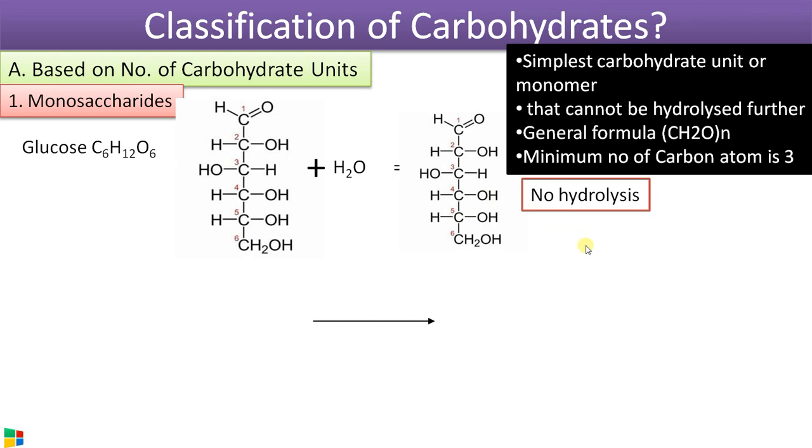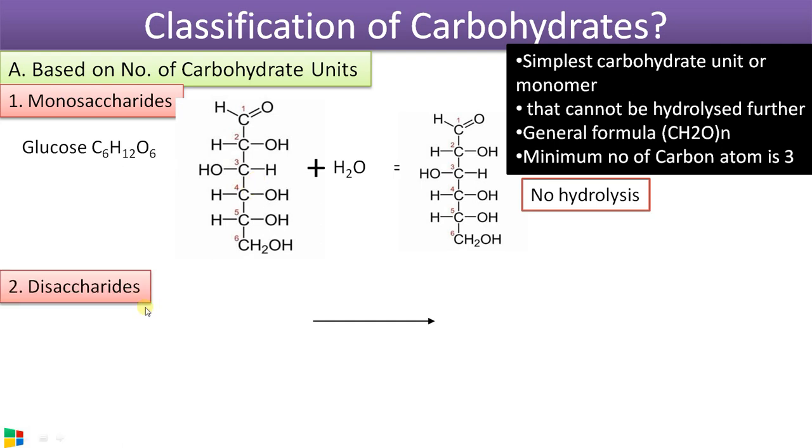Monosaccharides are the simplest carbohydrate units or monomers that cannot be hydrolyzed further. They have a general formula CH2O n, or carbon, hydrogen and oxygen in the ratio 1:2:1, and the minimum number of carbon atoms is 3. The simplest monomer is glyceraldehyde, a 3-carbon monosaccharide, which is an aldose, and the simplest ketose is dihydroxyacetone, with 3 carbons.